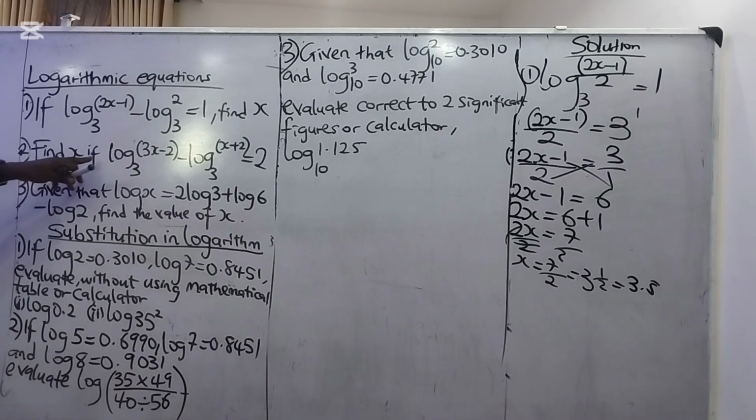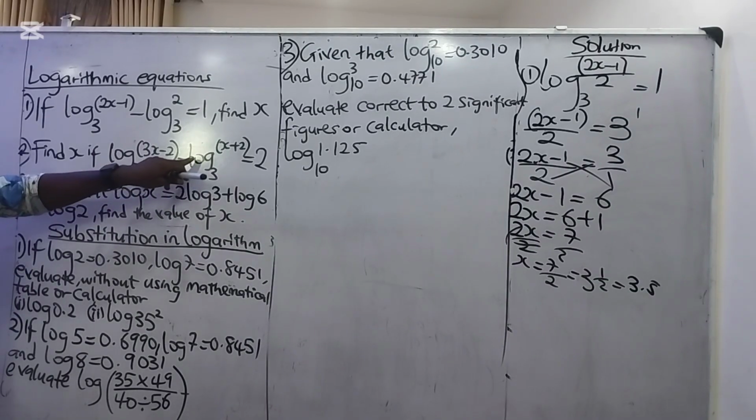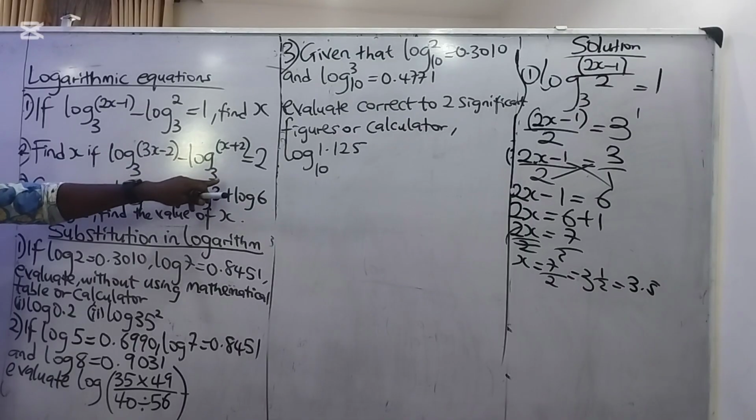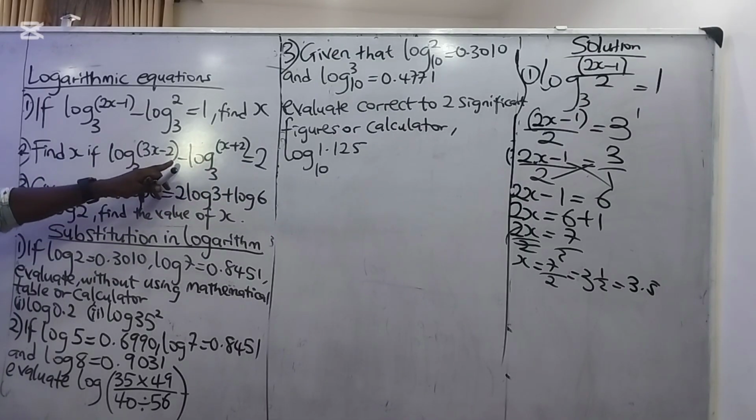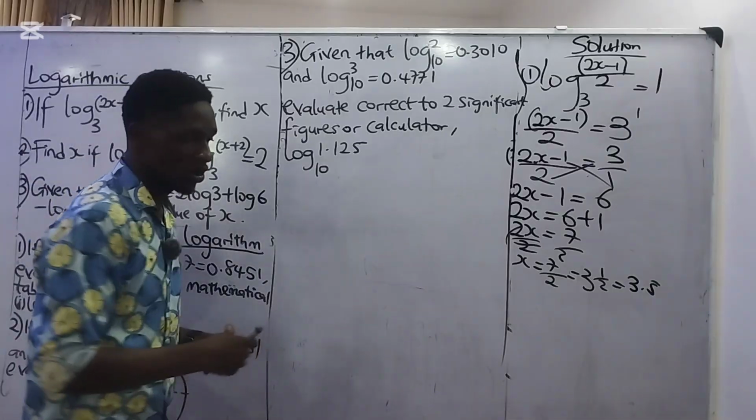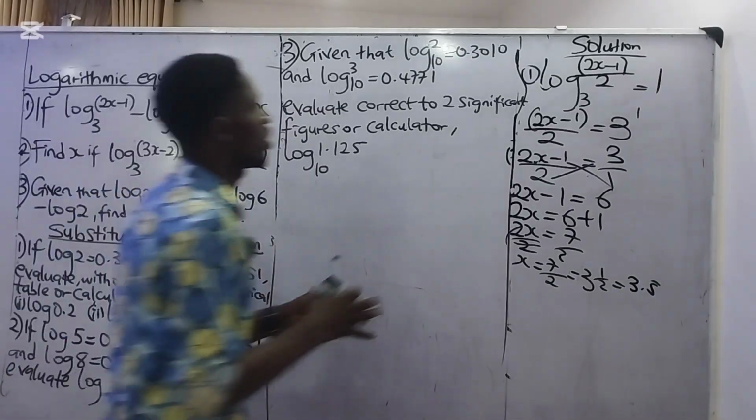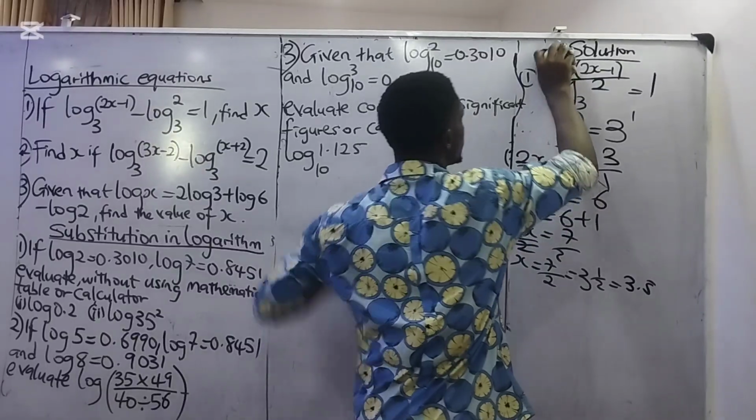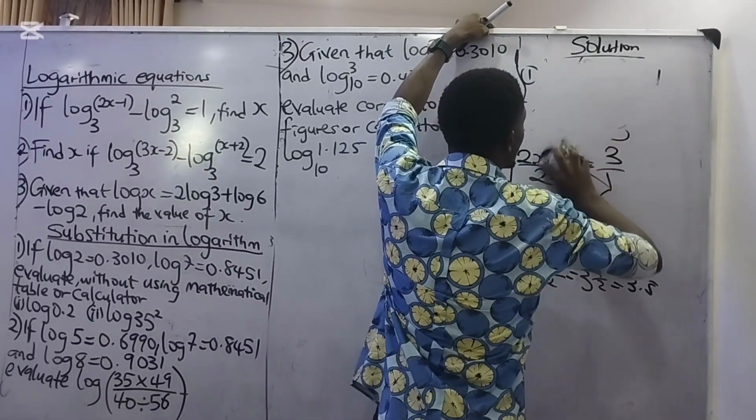We have: find x if log bracket 3x minus 2 in base 3 minus log bracket x plus 2 in base 3 is equal to 2. So we are going to apply the division law, which is to divide. You can see we have minus. When you are subtracting, you are dividing. When you are dividing, you are subtracting. So let's start with the question up here so that you can see the solution to the question very well.